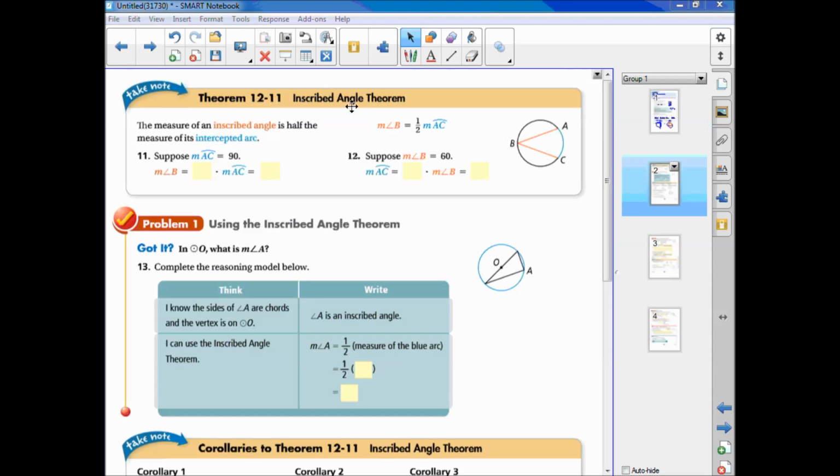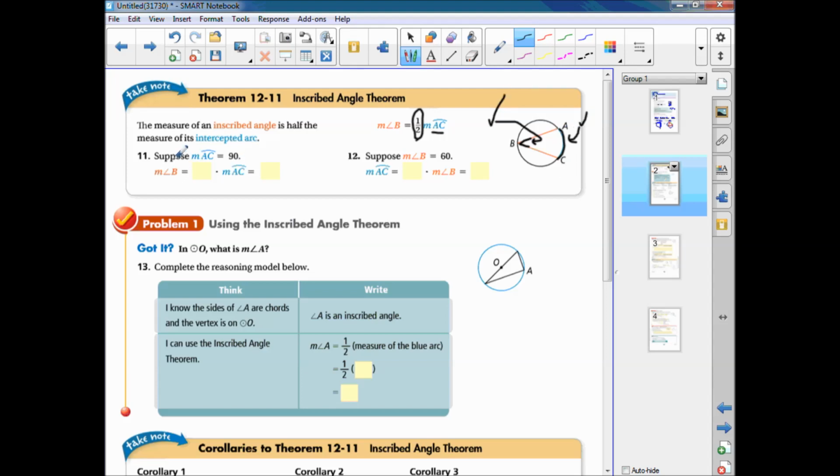Theorem 12-11, inscribed angle theorem. The measure of an inscribed angle is half the measure of its intercepted arc. So in this picture here, the measure of angle B is going to be half of the measure of the arc that it intercepts. So it intercepts this arc AC here. If we know this number, we can just cut it in half to get that one. Or if we know this one over here, we can double it to get the arc.